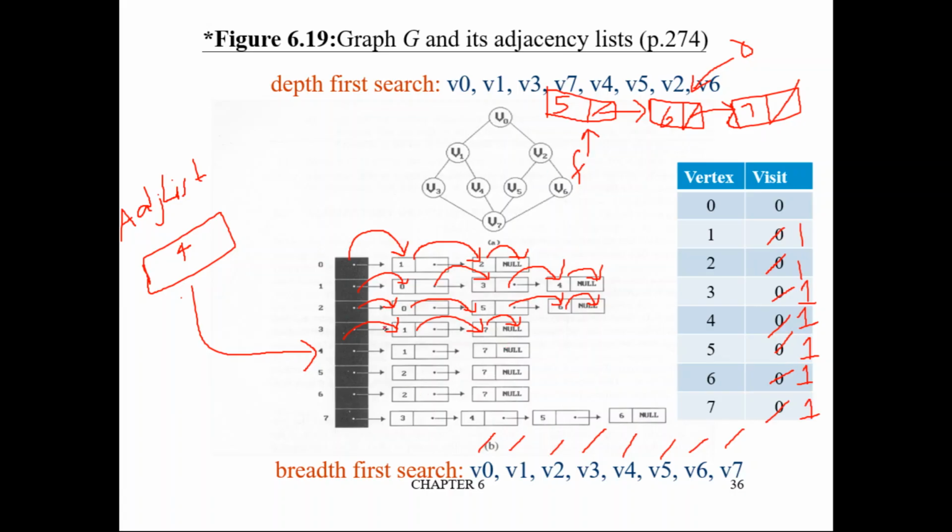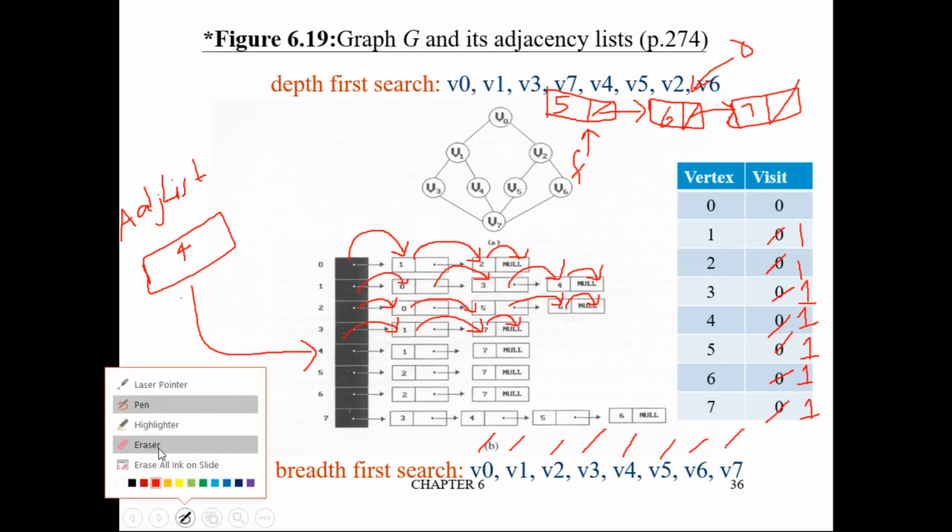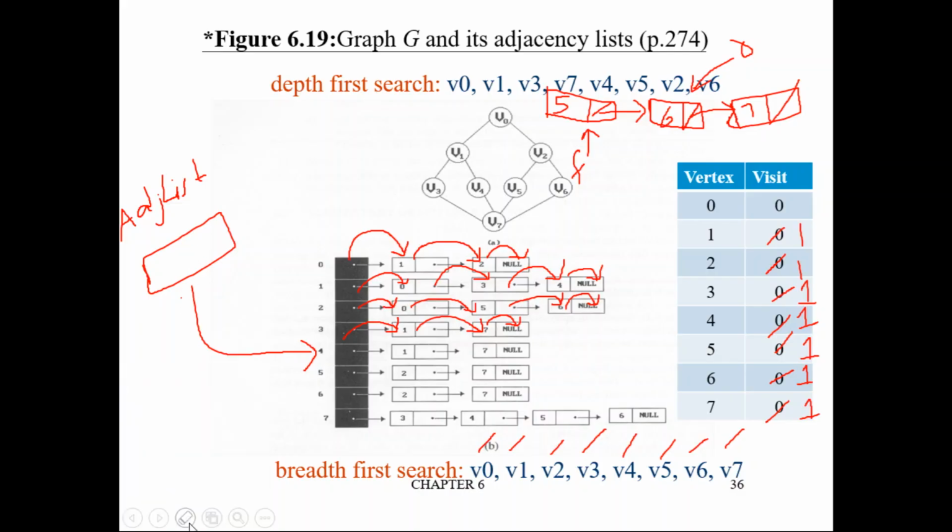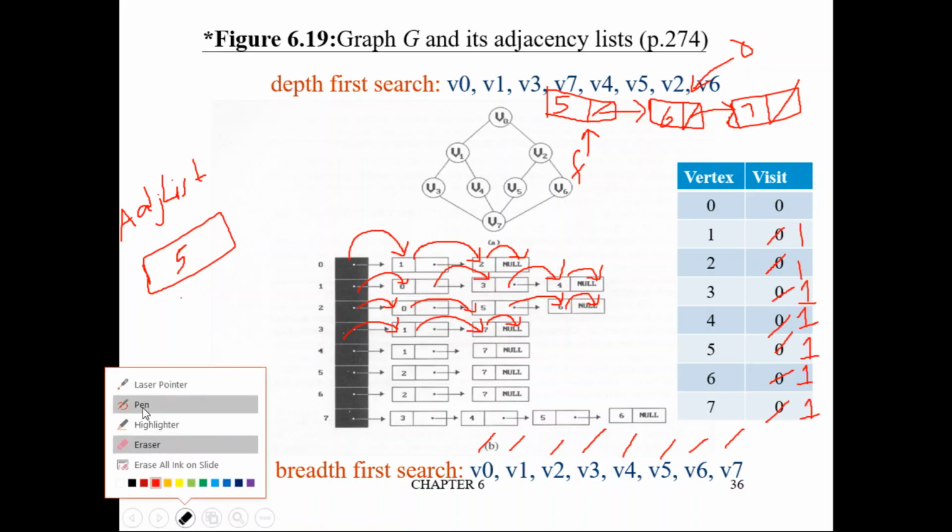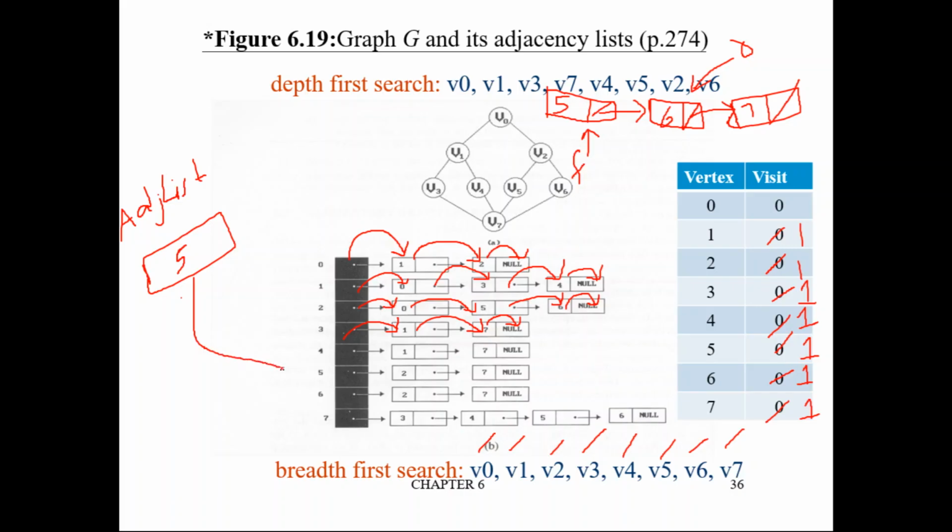So remove 5. So 5 will come here, which means now this is pointing to 5. It is no more pointing to 4. Now it is pointing to the adjacency list of 5. Okay, and 5 is now removed from the queue. Now front is pointing to 6.